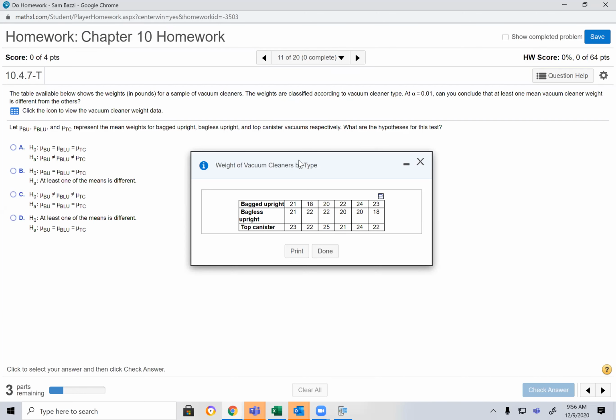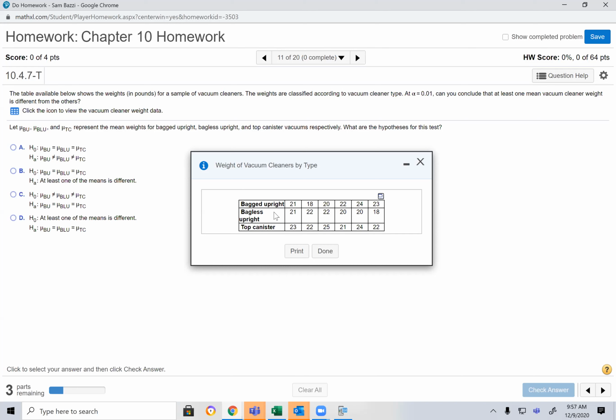This is what we call ANOVA test, the one-way analysis of variance. When you guys see 3 samples, you know this is the last section in your book, 10.4. So you should know that this is the ANOVA test. He wants us to test if one mean is different from the other. So this is how you state the null and the alternative hypothesis. You have the vacuum type: bagged upright, they call it BU, bagless upright, and top canister.